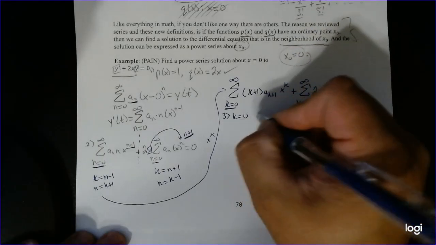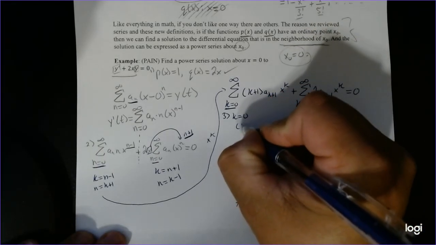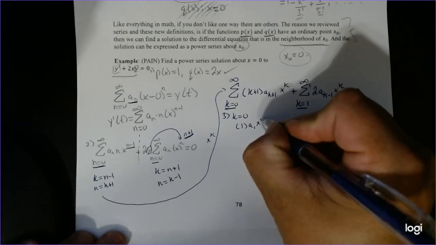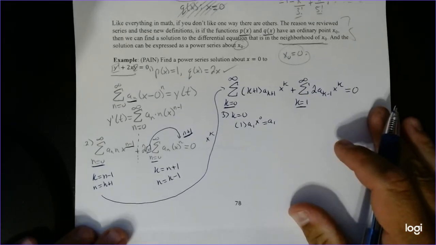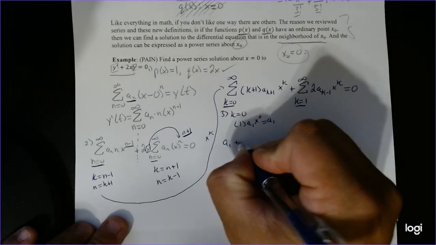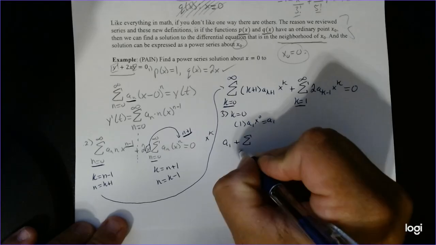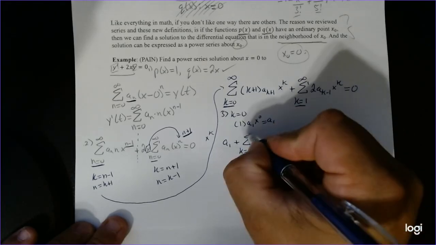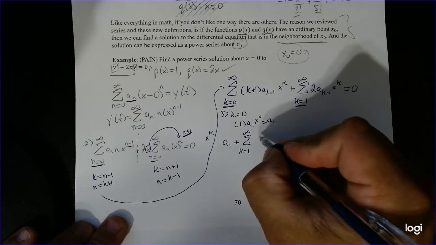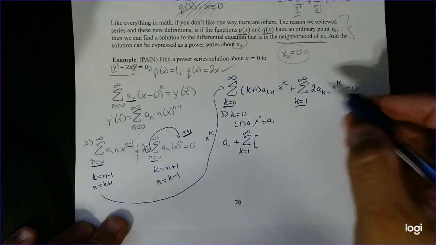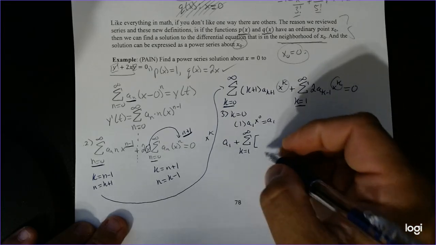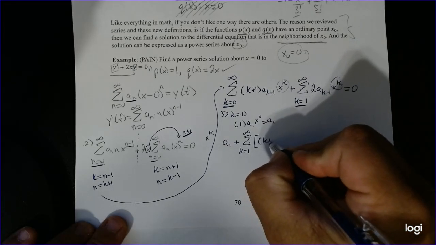So I'll just write it. If k is 0, we get a_(0 plus 1), which is a1, times x to the 0 power. So this ends up being a1 first. Okay, there we go. Now I can put these together by doing a1 plus the sum of k equaling 1 now of these put together. Now I'm going to factor these out and have these together. So it kind of looks like this.